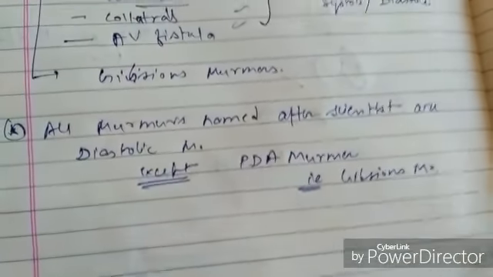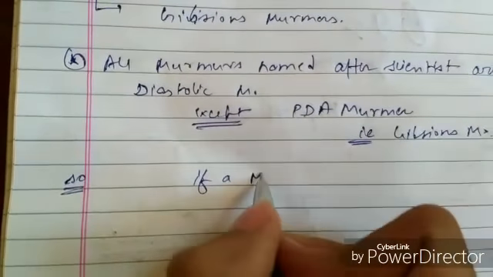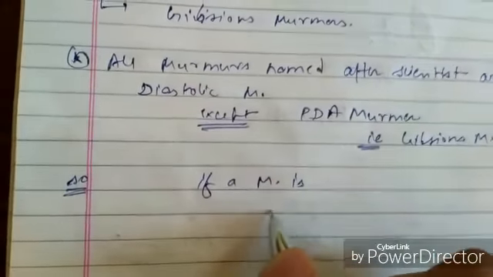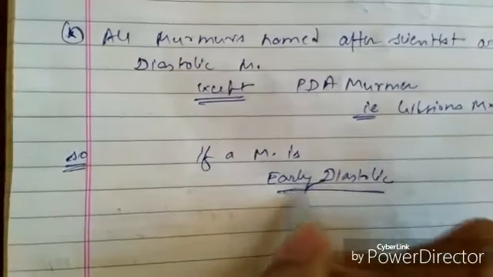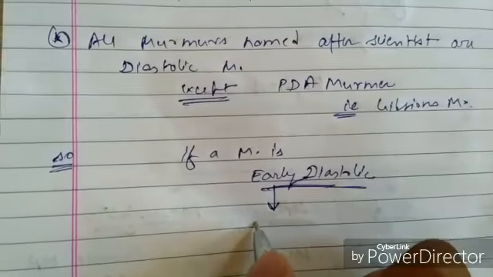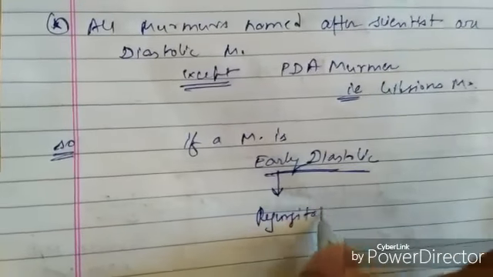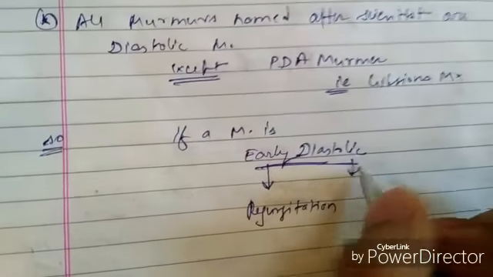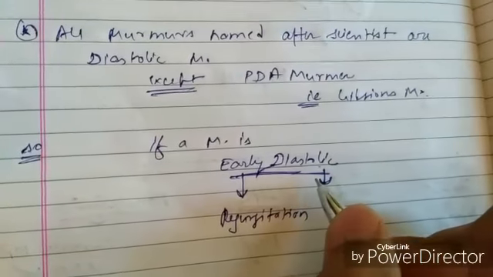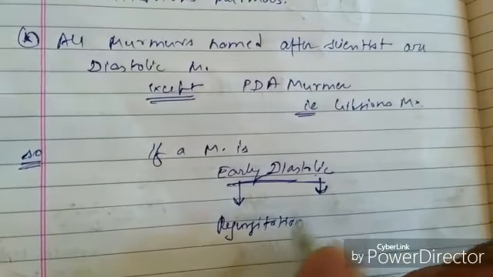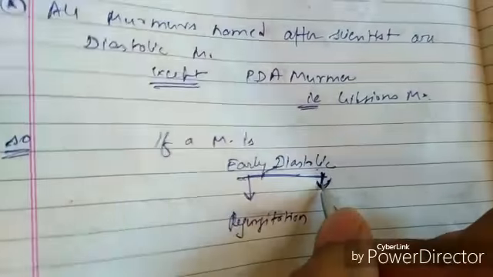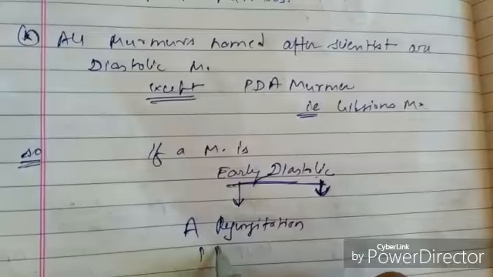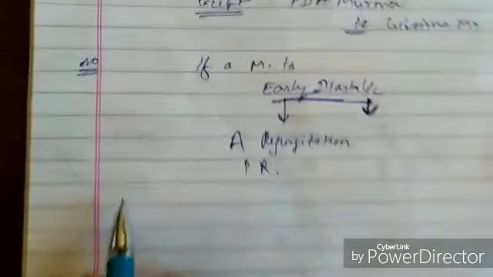Now we take an example. If a murmur is early diastolic, find out in which part of the cardiac cycle it occurs. If it is early, it must be due to a regurgitation defect. Now it occurs in diastole, and for diastole the early part corresponds to closure of the aortic or pulmonary valve. So it must be aortic regurgitation or pulmonary regurgitation.